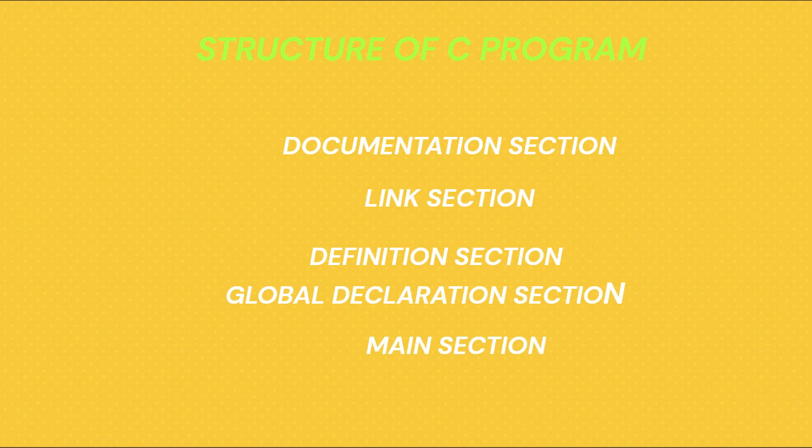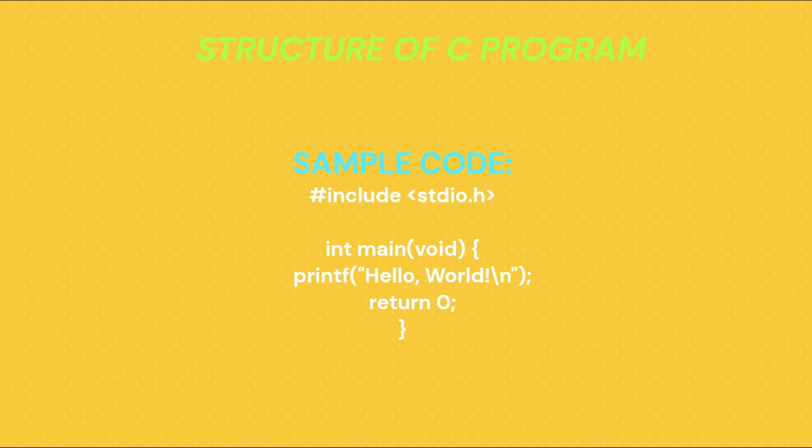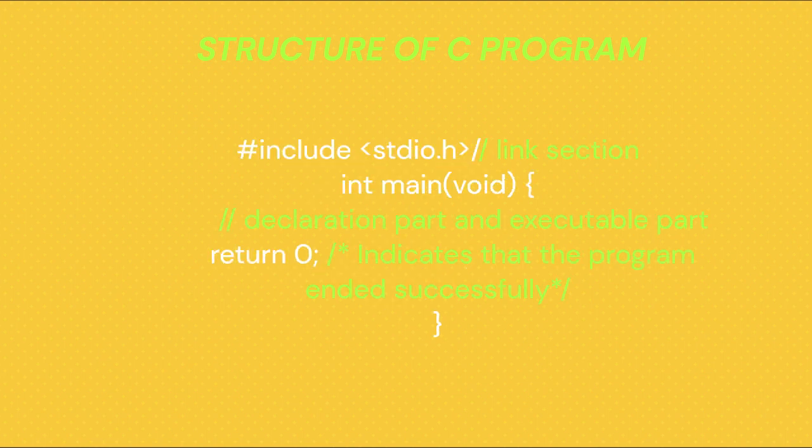This is the body of the main function, and in the body of main there are two parts. One is the declaration part and the other is the executable part. Look, if you don't want to use any variables in the main function, because sometimes there is no need of any variables, then there is no need of declaration. But we must include at least one executable statement in the main function.